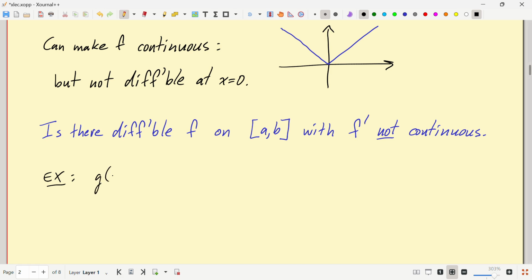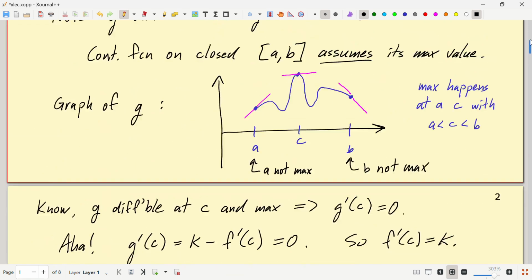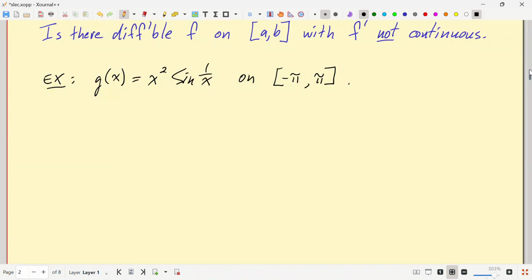f of x equals x squared sine 1 over x. This is a very oscillatory thing on, how about minus pi to pi? Okay, that's clearly different. Oops, doggone it, sorry. This is the f I want. This is not the antiderivative, this is the f.